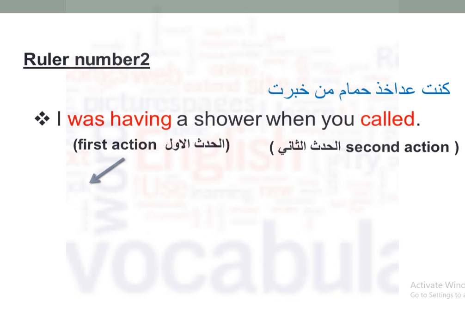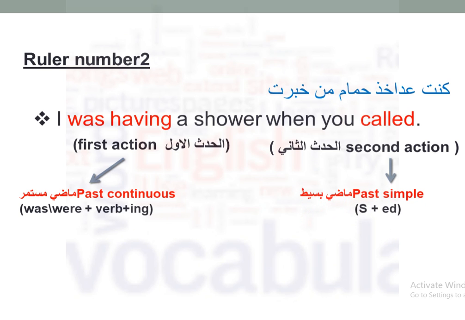So now, after you found which action is the first action, you need to know that the first action always should be in the past continuous: was or were plus verb plus ing. I was having a shower. The second action always should be in the past simple: subject plus verb plus ed. As I said, I was having a shower when you called.